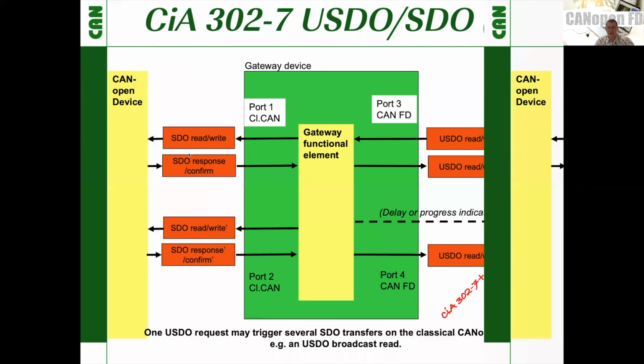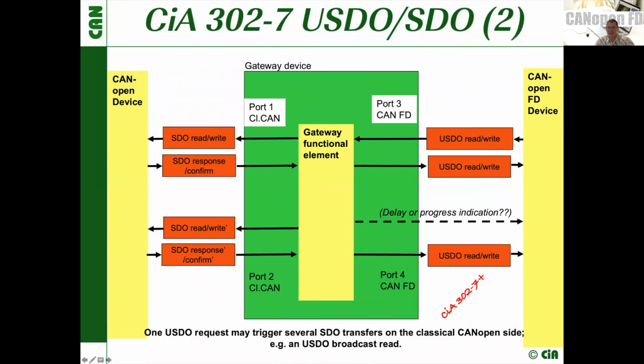But the USDO exceeds the function coverage of the classic SDO. And therefore, I have to also think about use cases like that I maybe want to read certain data. I have several I/O modules on the CANopen side, and I know, okay, my first 8 digital inputs reside in object 6000. And I say, okay, for all digital input devices, please give me the object 6000. One USDO read on the CANopen FD side, but several SDO reads on the CANopen side. So it takes a while till I get the answer to my request.